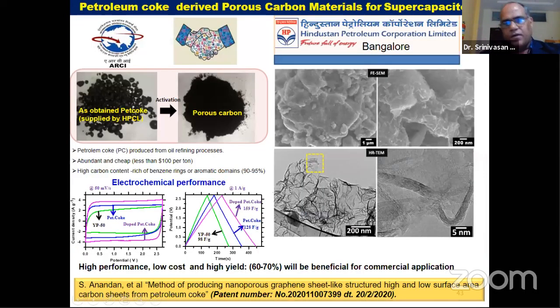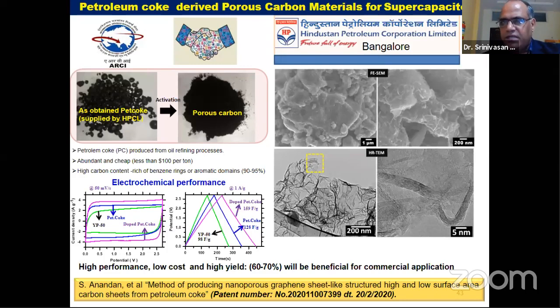So with the previous jute stick, the problem is the yield; we are getting only 35%. So we identified petroleum coke, which is one of the byproducts of the petroleum refining process. HPCL Bangalore approached us, as they are generating plenty of million tons of pet coke as waste.